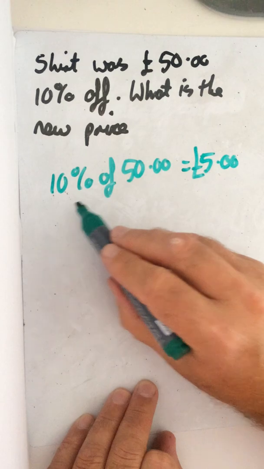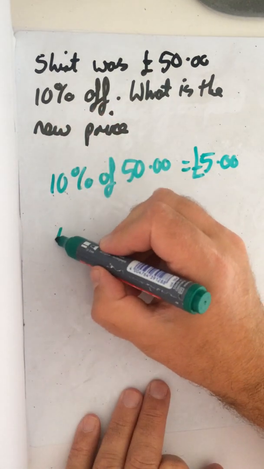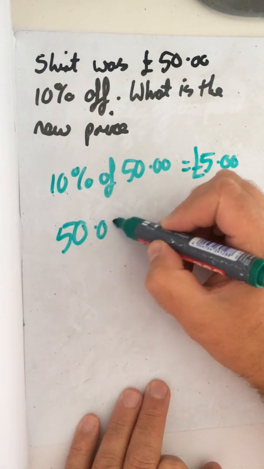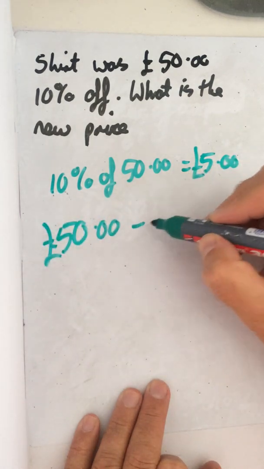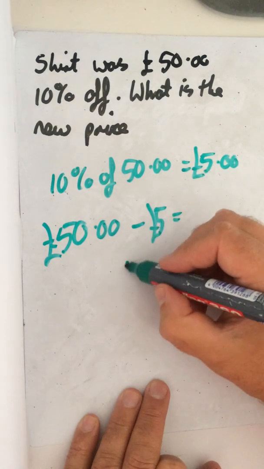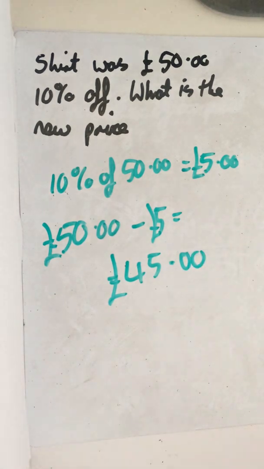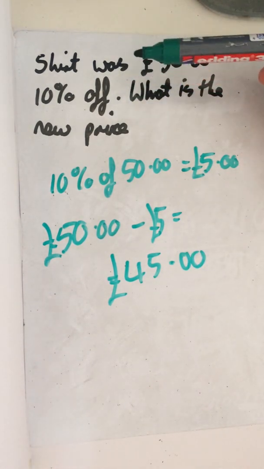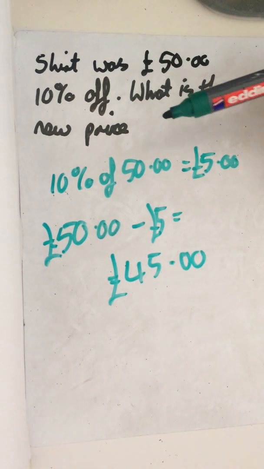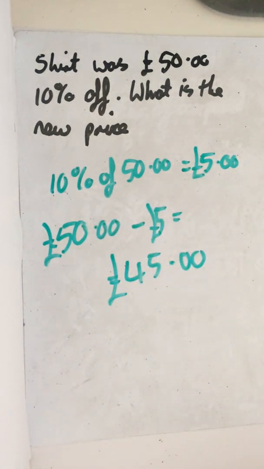Okay, but this is 10% off. So that means we have to start with our original price of £50 and take away the £5. So the new price is £45. Okay, so we have to be careful here. We have to find the percentage, but then give the new price. So you find 10% and then you take it off the £50.